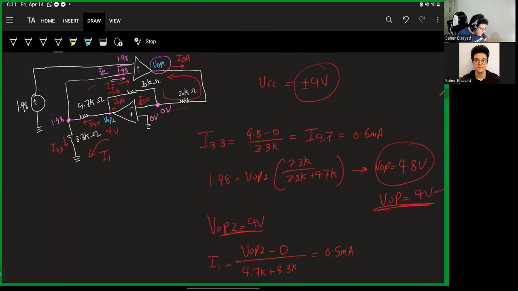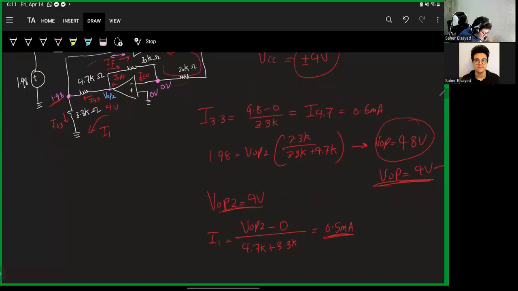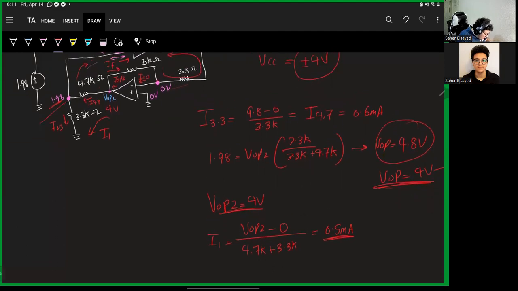You would ask me, why didn't I use 1.98? Because this is not valid anymore. You have to figure something out because now I will show you why this is not valid. Because now the current is 0.5 milliamps. We know there's no current going up here. The only current that we have is going through the 4.7 and through the 3.3. So what is the voltage here now? Let's erase this. What is the voltage here?